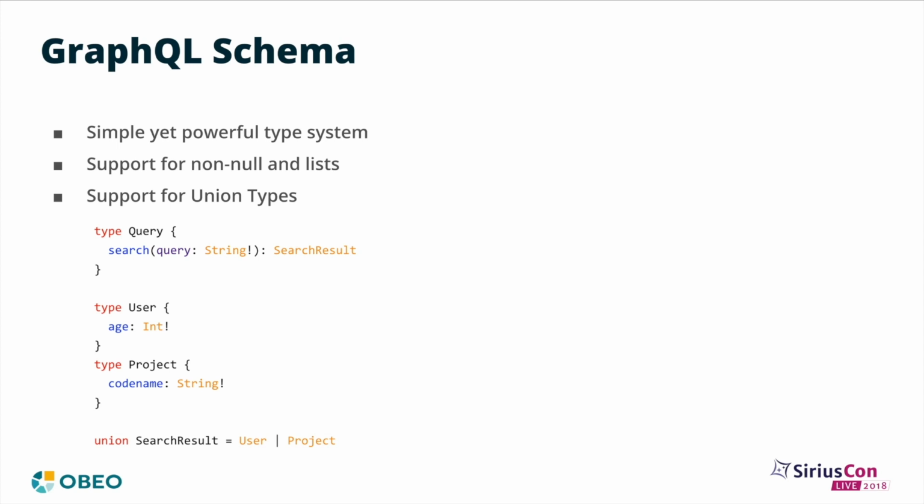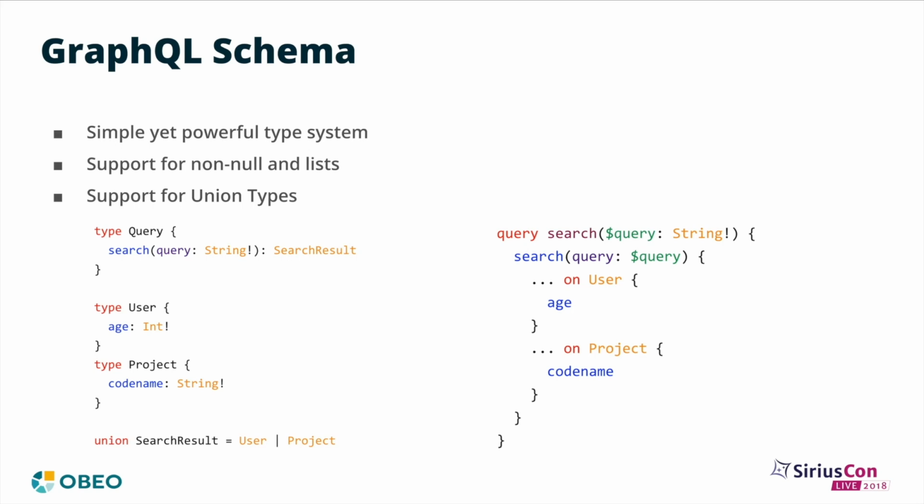GraphQL also lets us define union types, which are useful if you want to define a field where the result can have various types. Here we can perform a search, but the result can either be a user or a project. Using a union type, we can create a search result representing either of those concepts. When you perform the query, you can indicate what should be done for each type which can be retrieved by the query. In this query, if the result is a user, we will ask for his name, while if we have a project, we will ask for its code name.